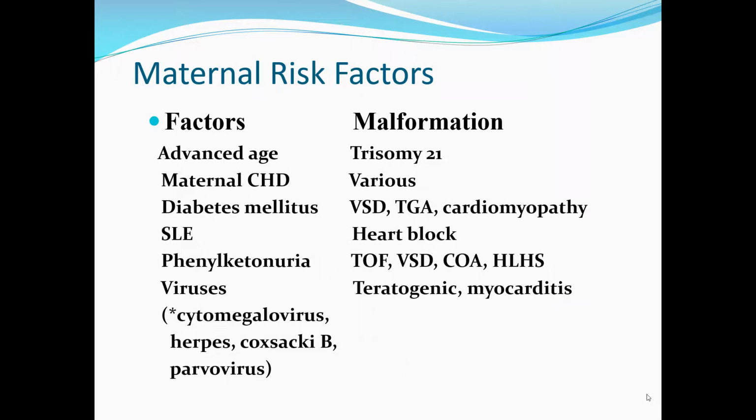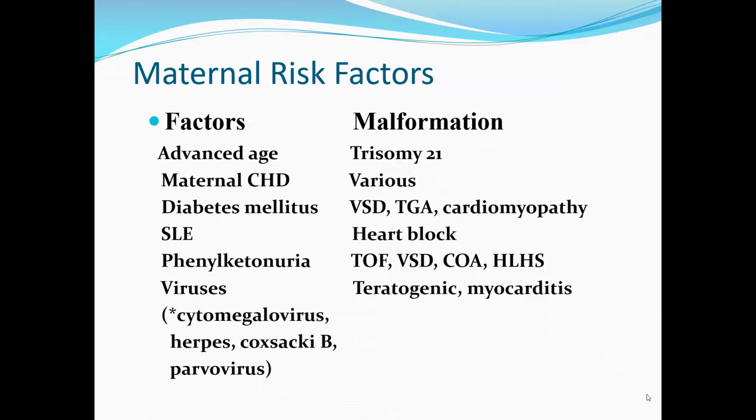Maternal risk factors like advanced age. You know that with the progress of the maternal age, there is a higher chance for incidence of congenital heart disease and genetic mutation, for example, a baby getting Down syndrome. Maternal congenital heart disease may be transferred to the children. Diabetes mellitus, systemic lupus erythematosus, and so on.